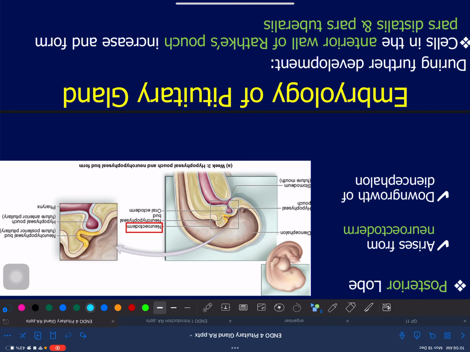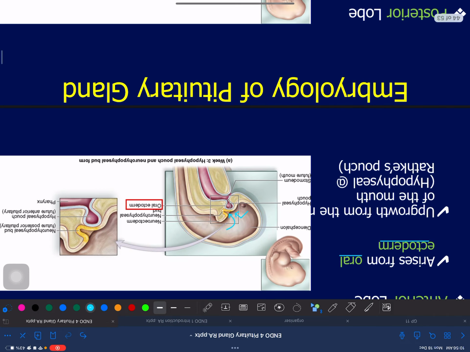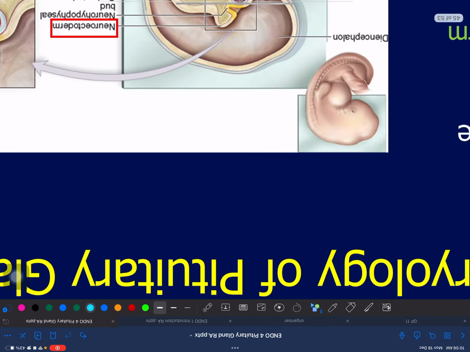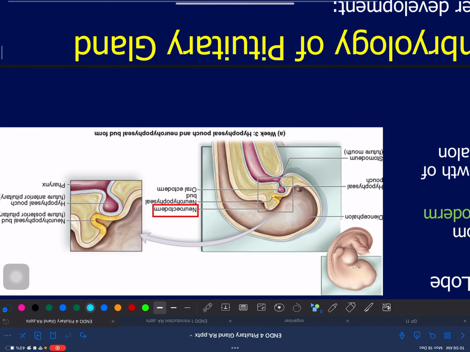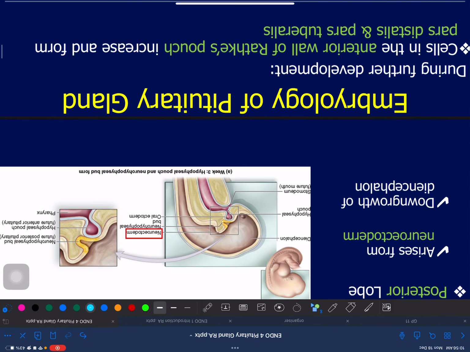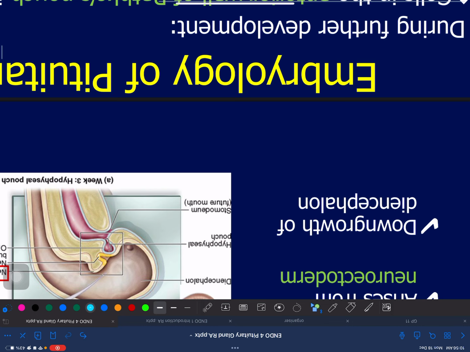And then the posterior lobe arises from the neuroectoderm, which is a downgrowth of the diencephalon. This one will become the posterior lobe of the pituitary, and this will become the anterior lobe of the pituitary. Remember there are two differences in the embryology of the anterior and posterior lobes.